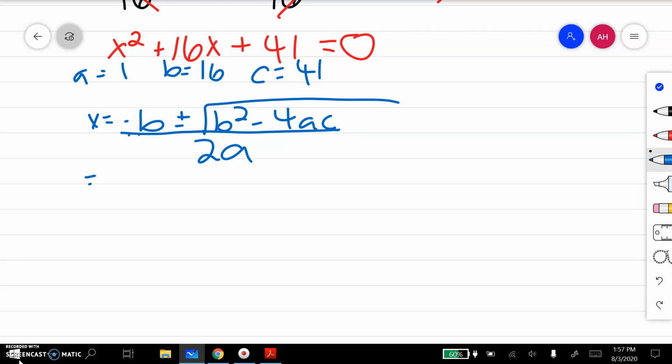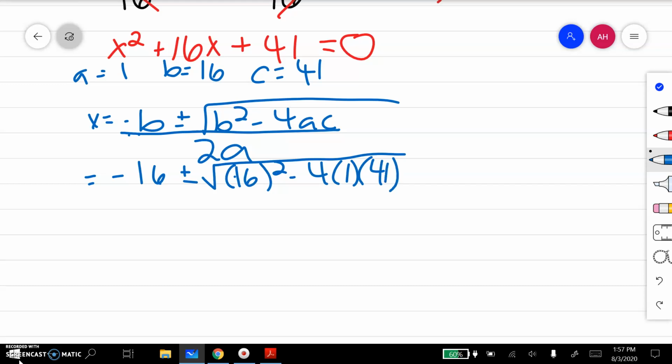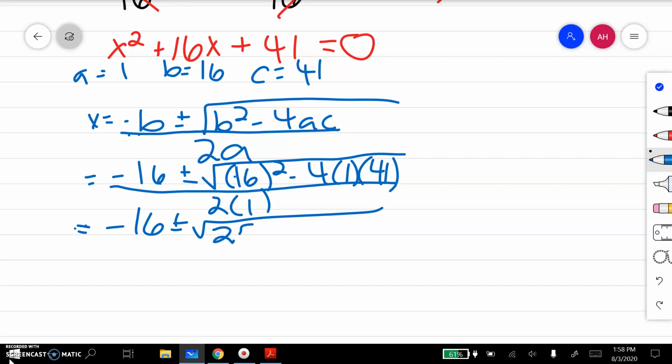So substitute in what you know, we've got negative 16 plus or minus the square root of 16 squared minus 4 times 1 times 41, all over 2 times 1. Then we're going to simplify what's under the radical. So 16 squared is 256. Then negative 4 times 1 is negative 4 times 41 is negative 164. And that'll be all over 2.